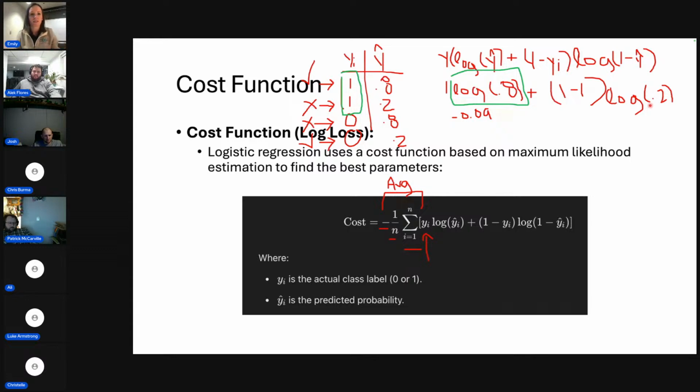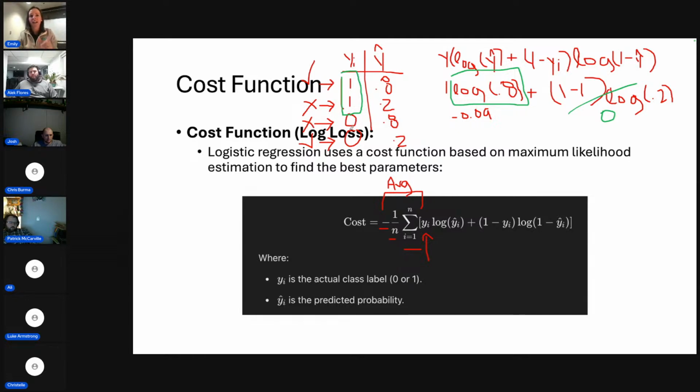So remember I said this function is a switch function? When y at i is equal to 1, we take the log of y hat, and this goes to 0. So the second half of the equation goes to 0. You don't even have to worry about it. You just take the log of 0.8. Now, that is cool. Isn't it cool? For you math nerds there, this is pretty neat.